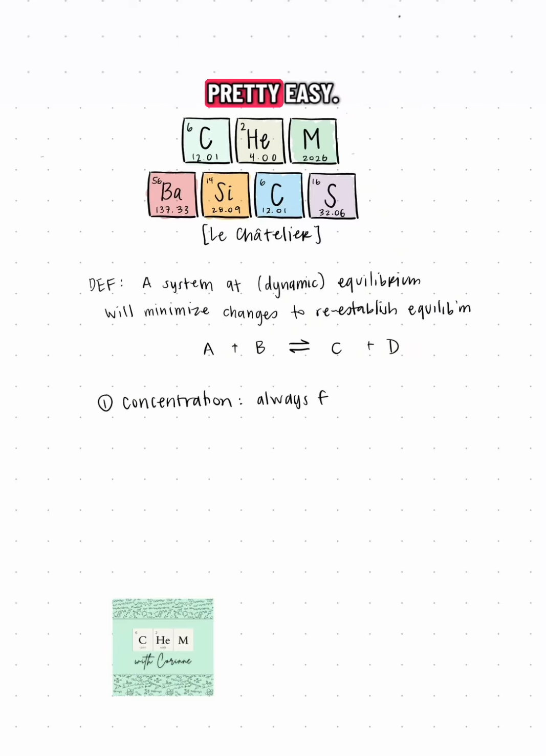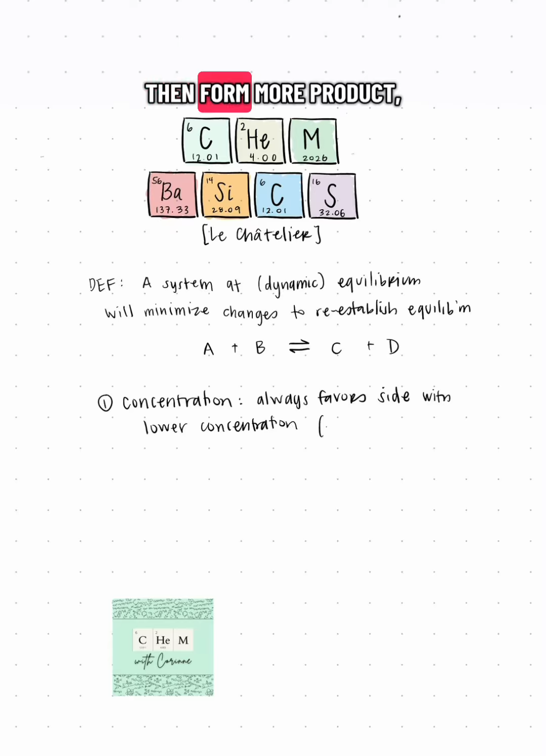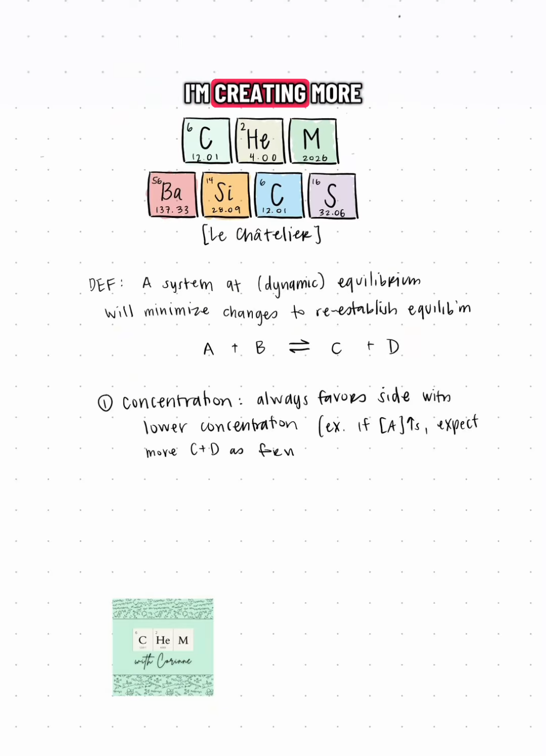Changing concentration is pretty easy. It's straightforward. If I increase the concentration of my reactants, I'm going to then form more product to counteract that change. Vice versa, if I increase my concentration of product, you'd expect the reverse reaction to be favored. I'm creating more reactants to make up for that change. Let's move on to pressure.